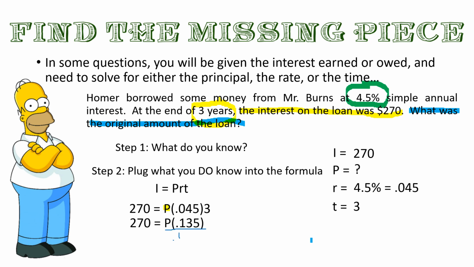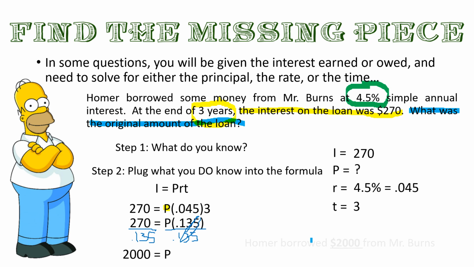So I'm going to do this like this, divide by 1.35. And whatever I do to one side of an equation, I need to do to the other. And that's going to allow me to cancel out the 0.135 on this side so that I can end up with P all by itself. So 270 divided by 0.135 gives me a total of 2,000, which equals P.